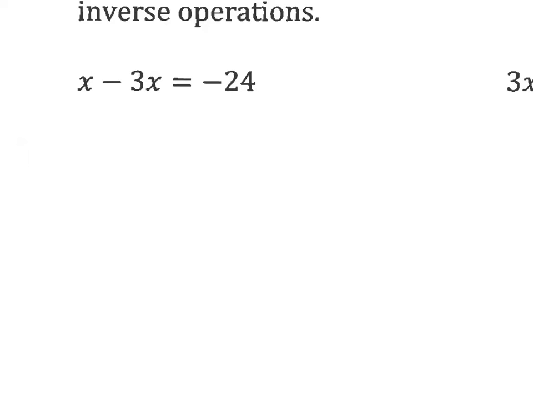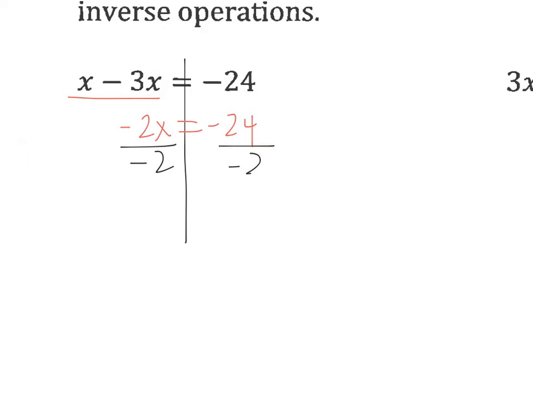I am going to combine my like terms here on the left-hand side, and x minus 3x gives me negative 2x equals negative 24. And now I can perform my inverse operation because I've already combined all the like terms. So I'm going to divide by negative 2, and negative 24 divided by negative 2 is a positive 12.